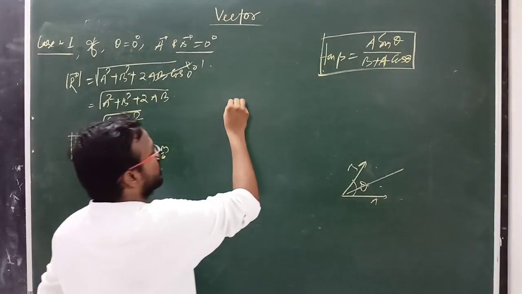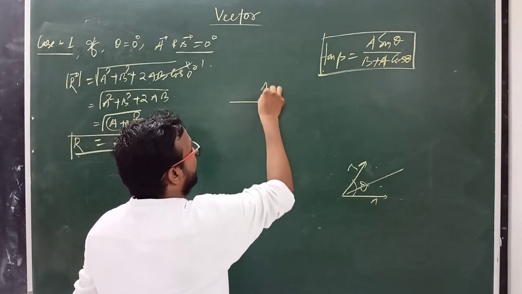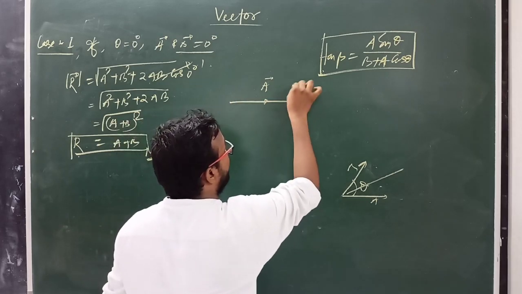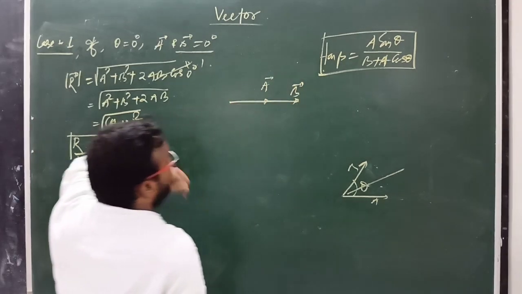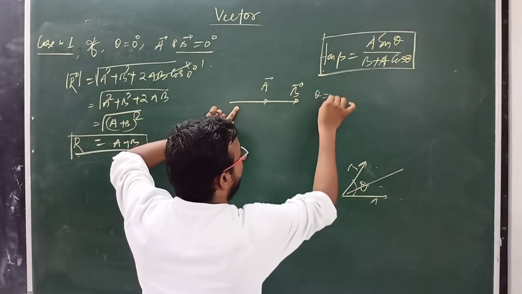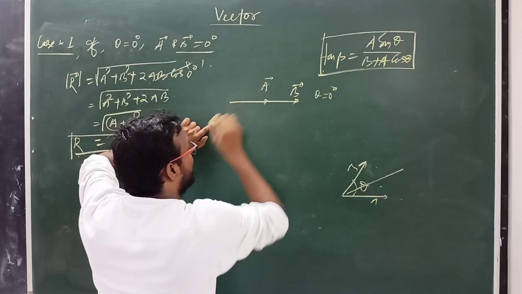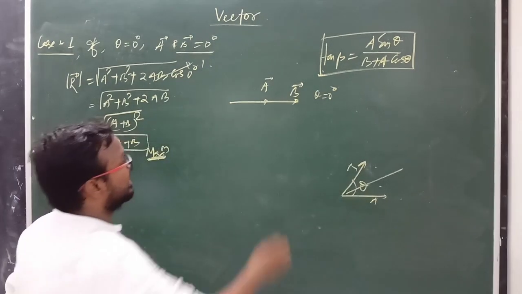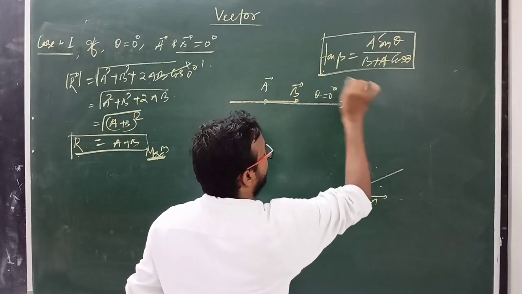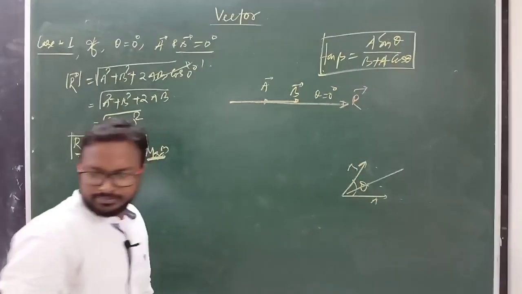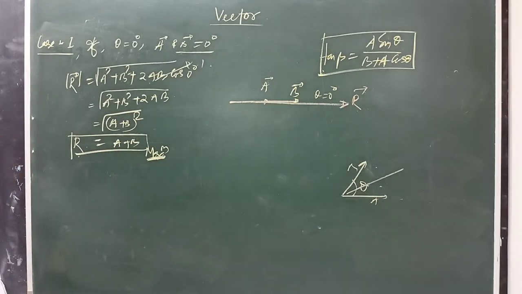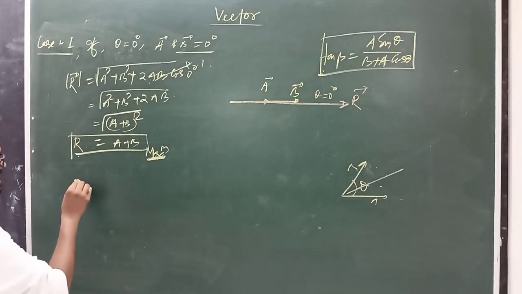Clear? So at that time suppose there is an A vector and another vector in the same direction. Suppose A vector is in this direction and B vector also in the same direction, theta is here 0 degree, then we get resultant vector along the same direction. So this indicates the resultant vector. Clear? Okay, and at that time we get maximum value. Okay, in this case what is the direction?